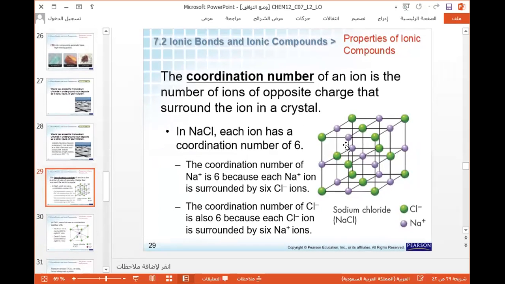What do we mean by coordination number? Fahd. Coordination number of an ion is the number of ions of opposite charge that surround the ion in a crystal. Okay. As you see here in this slide, we have sodium chloride, a part of a sodium chloride crystal.